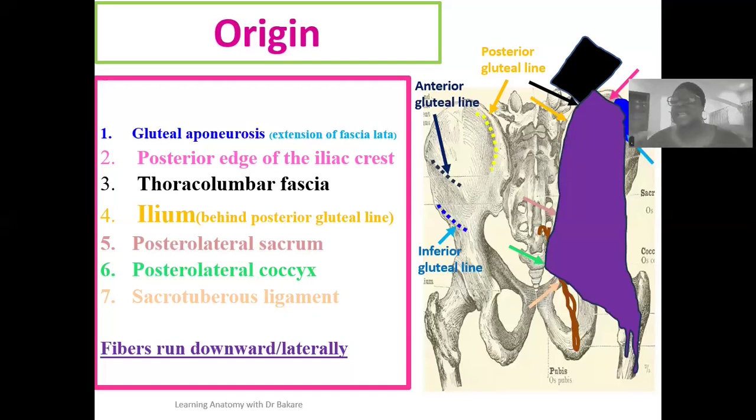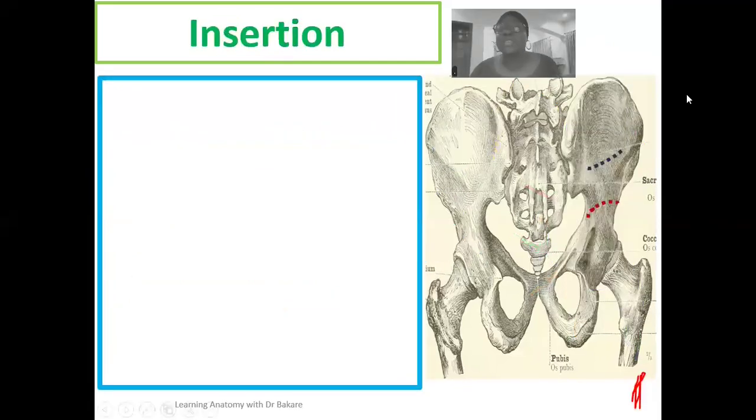And this is very extensive. This is why it is able to spread over the underlying gluteal muscles, which are the gluteus minimus and also the gluteus medius. So let's look at the insertion point of this muscle.